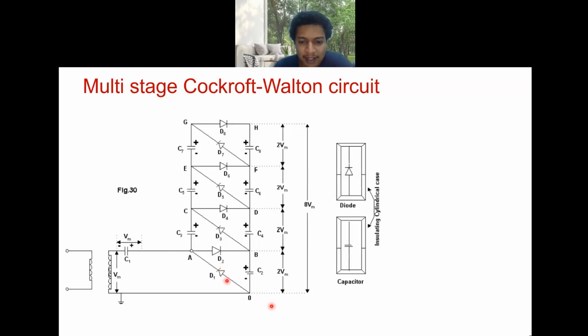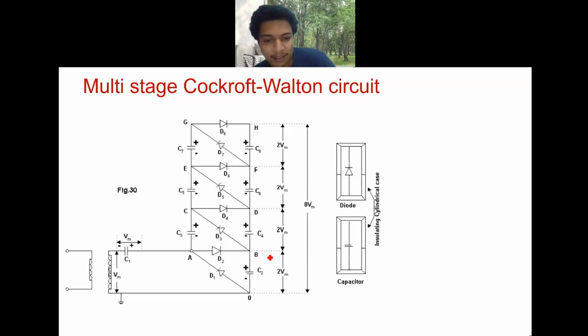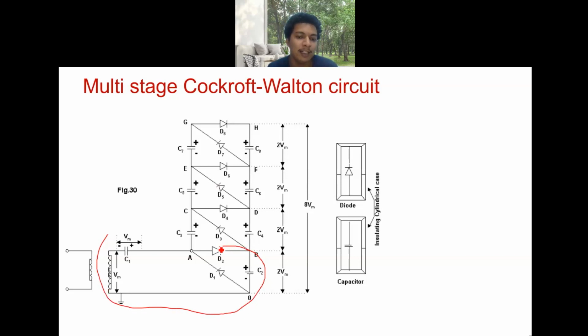Here also, what I want you to understand is that the first part of the circuit is the same as our single stage circuit. You can see from C1 up to C2, this much part is the same. Just while drawing, we are making it look this way, but it is the same circuit up to here. You have C1 connected, and you have D1 from the secondary terminal. Then from there D2 is connected to C2. So this is the same circuit.